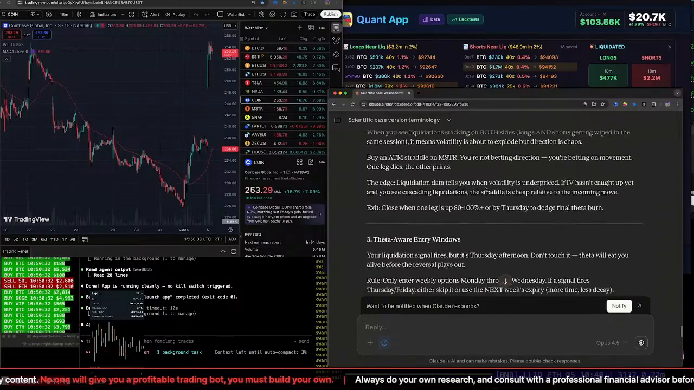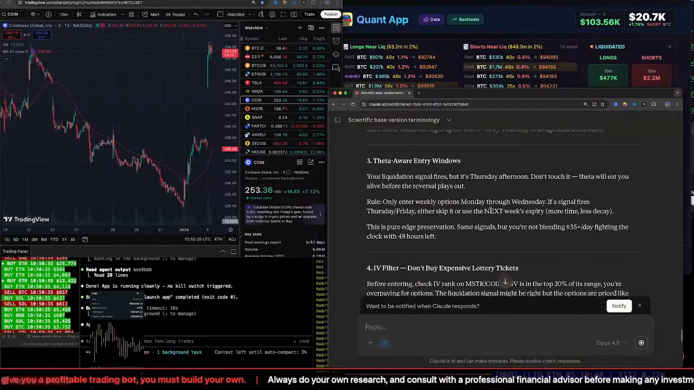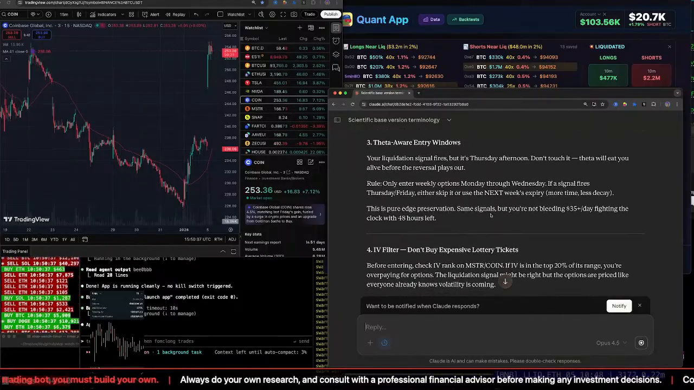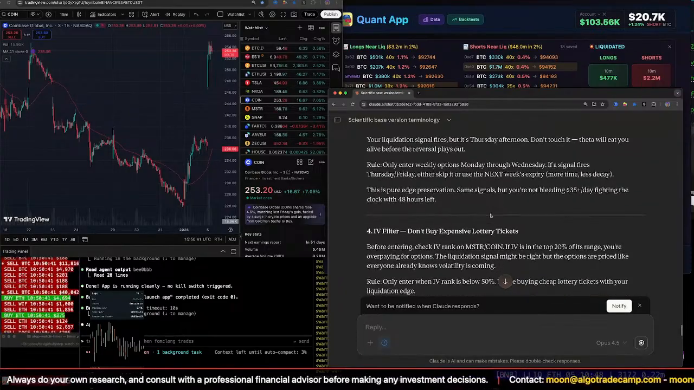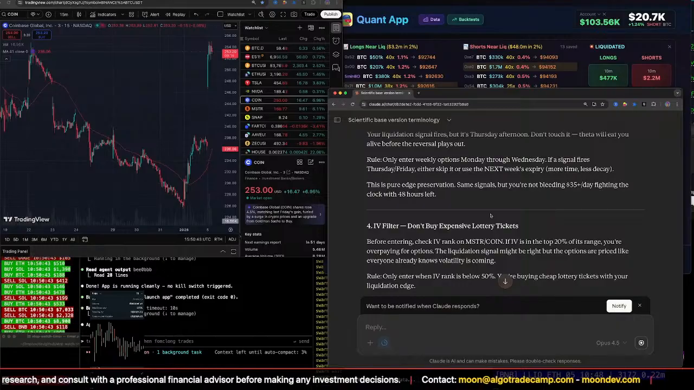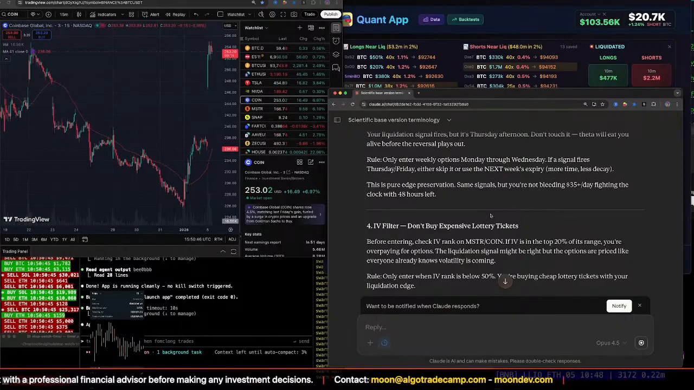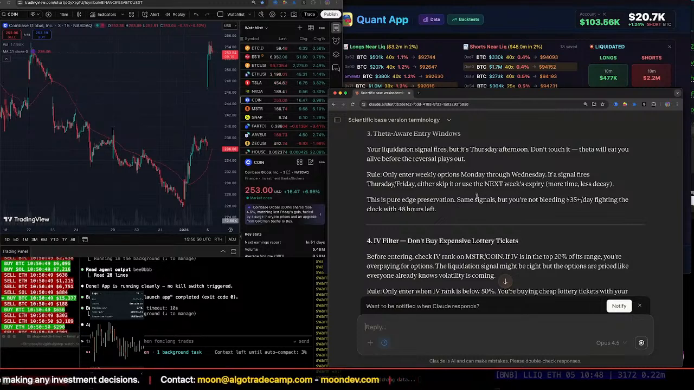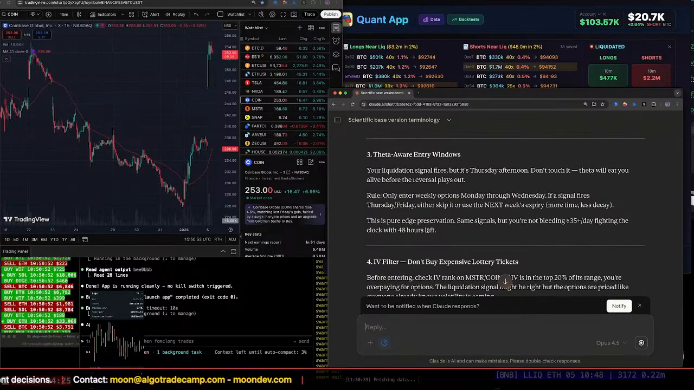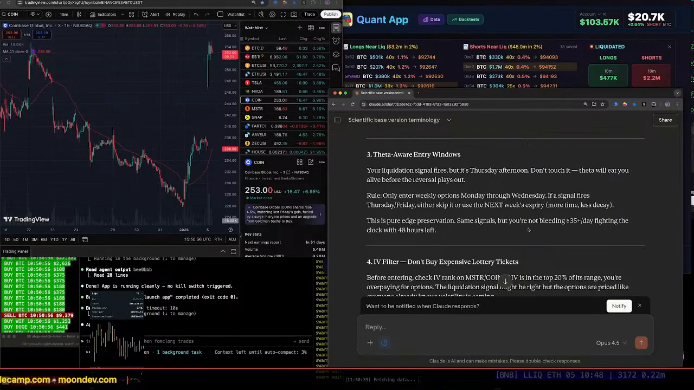Okay, so theta aware entry windows. Your liquidation signals fire but it's Thursday afternoon. Don't touch it. It'll eat you alive before the reversal plays out. Rule: only enter weekly options Monday through Wednesday. If a signal fires Thursday or Friday, either skip it or use next week's expiry. There we go. This is pure edge preservation. Same signal, but you're not bleeding.